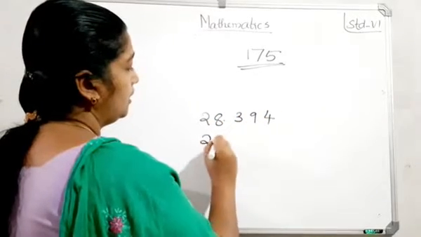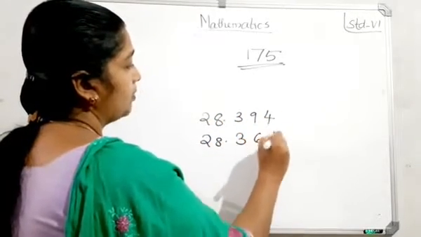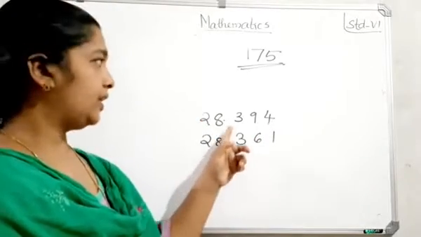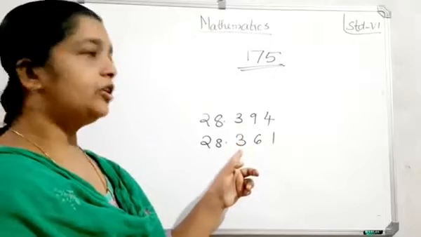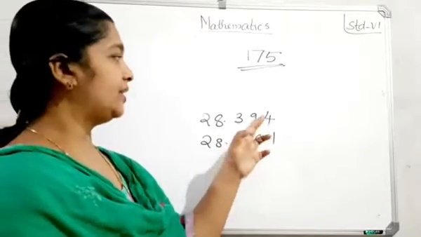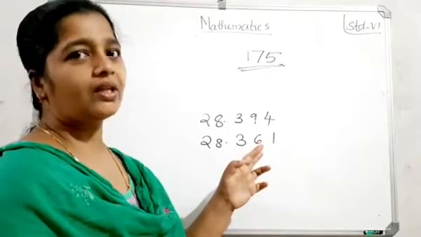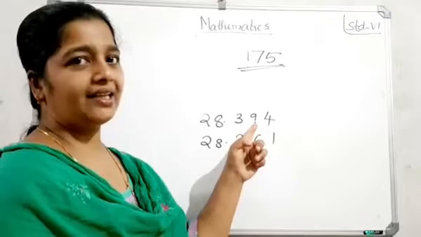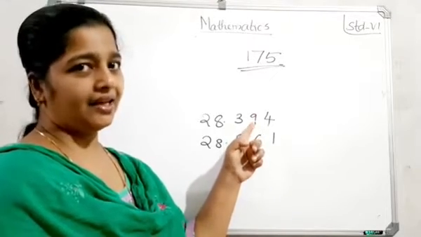28.394, 28.361. Same. First parts are equal. Next we can check the 10th place. Those numbers are equal. So next we can take the 100th place. Which one is greater here? The first one is greater. 9 is greater. So the first number is greater.